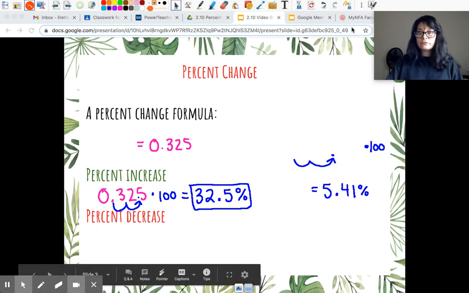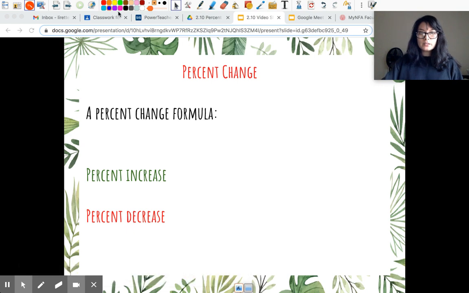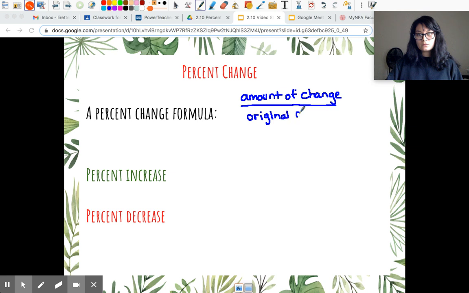So for percent change, we follow a formula. The formula is amount of change, we divide that by the original amount. And then to represent that as a percent, just like we did before, we would divide here, possibly get some sort of decimal, and then multiply that by 100. This multiplying by 100 will change that number into a percent format.